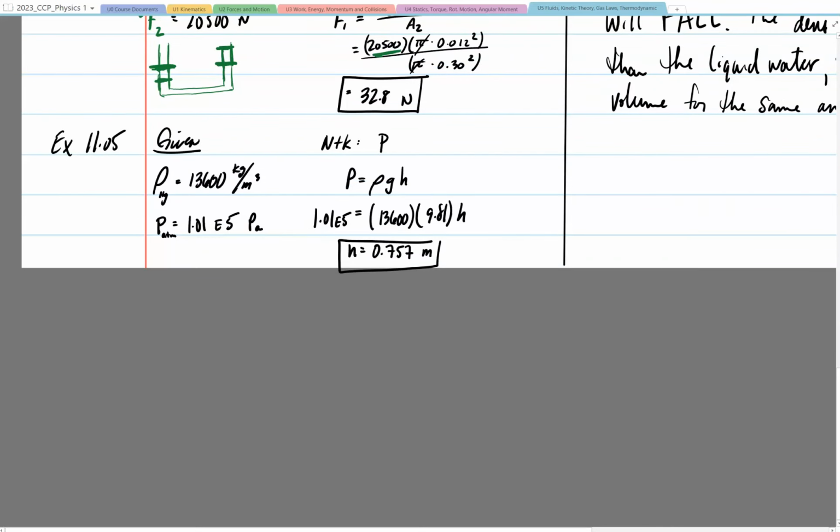So the next question, 11.05, we're being told that we have a mercury barometer. Now a barometer is a tube, and since it's a mercury barometer, it's filled with mercury. So we've got this tube, if you will, filled to the brim with mercury. It's flipped over and then placed inside of a pool. So we fill it with mercury so that there are no voids here.